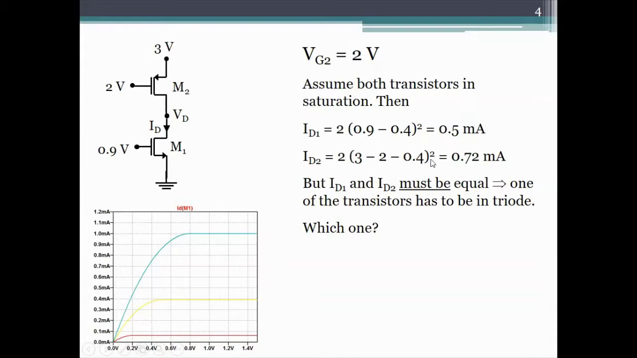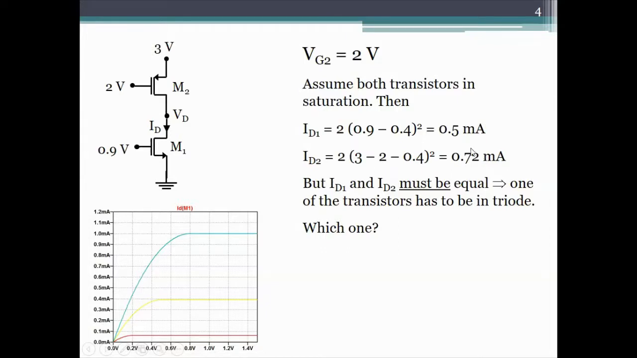Can M2 carry 0.5 milliamps? M2 is currently in saturation. It carries 0.72. Can it carry 0.5? And the answer is yes, because a transistor can always carry a current lesser than its saturation current. Given a gate source voltage, it can carry a lesser current by going into triode. Alright, so in this circuit, the transistor which has a larger saturation current has to go into triode.